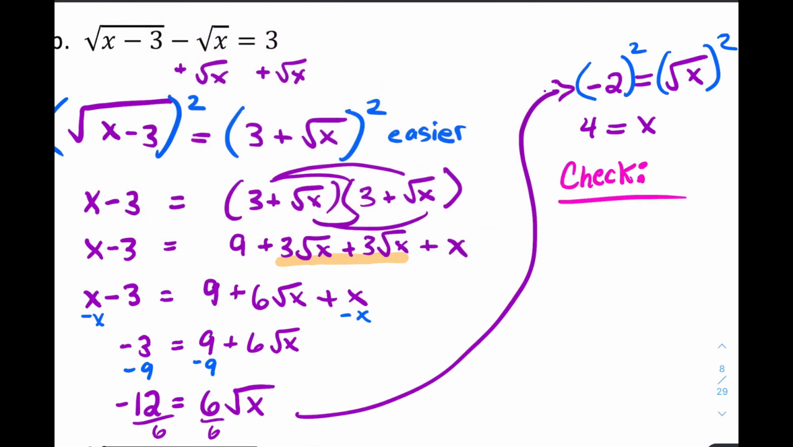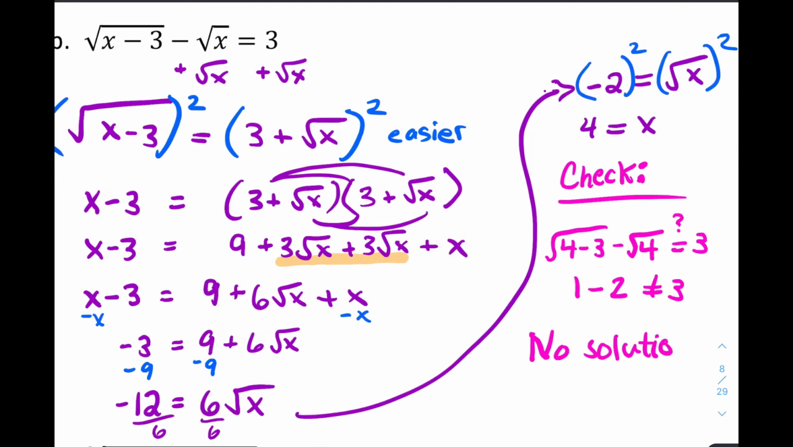So if you plug it back into the original, we've got square root of, that's just going to be 1, minus square root of 4 is 2. 1 minus 2 is not equal to 3. So this one is no solution. All that work for no solution. Always kind of a bummer.